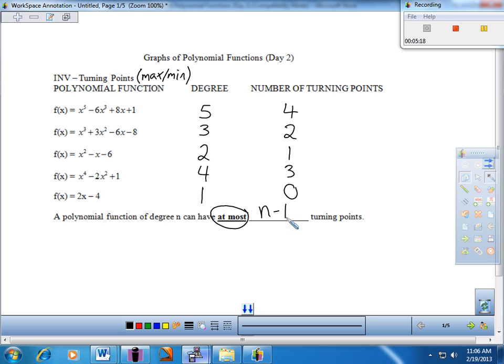So that's what you saw here, degree 5, 4 turning points. Degree 3, 2 turning points. Now, here's where we have to be careful. Does it mean that every degree 5 polynomial has 4 turning points? No. What it means is a degree 5 polynomial can have at most 4 turning points. It will never ever have more than 4.